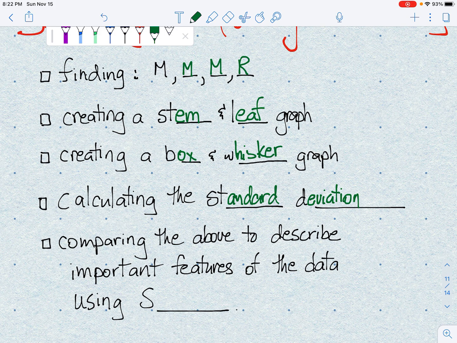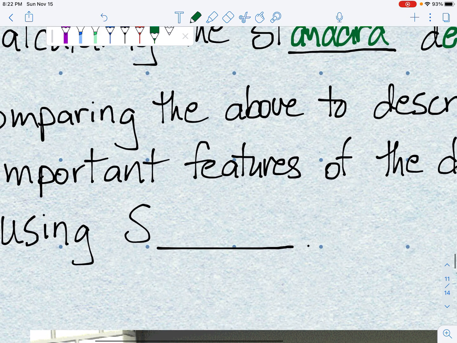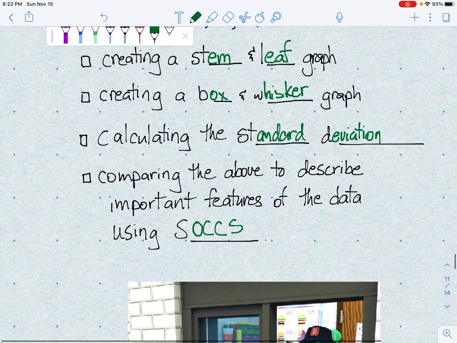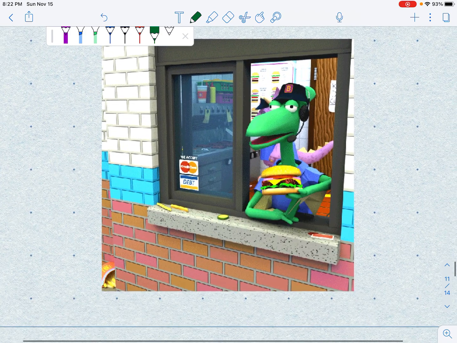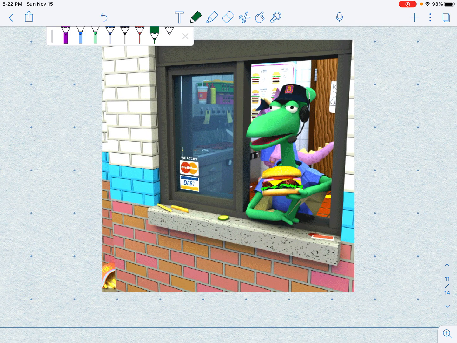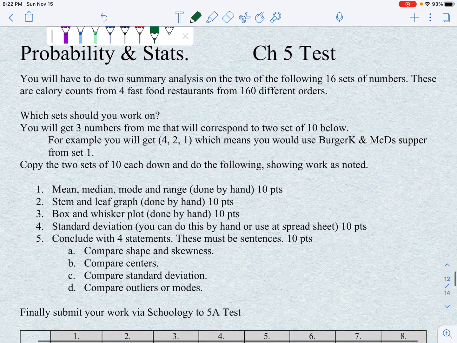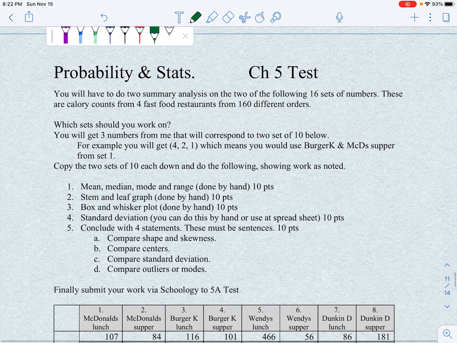and leaf graph. All right, and finally we looked at using words, vocabulary, English language, to compare those 5 characteristics that we looked at. So you're going to get some data about fast food, and you will have to do these things on the fast food. So this is what the test looks like. It's kind of like a project. Everybody will have a different set of data sets, but we'll all be doing the same things.